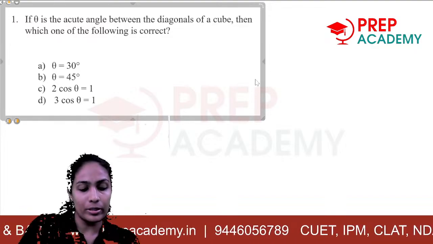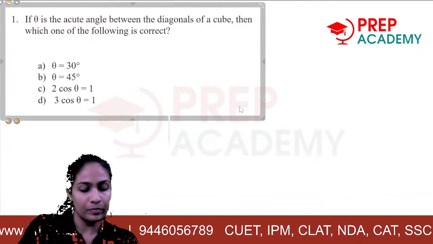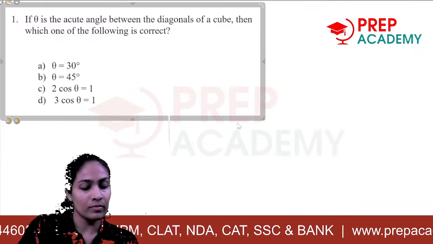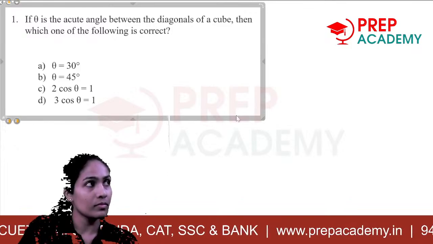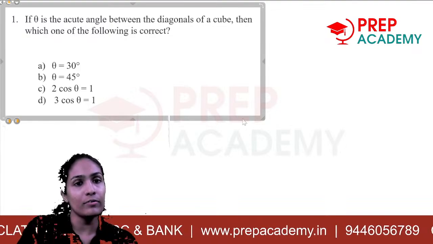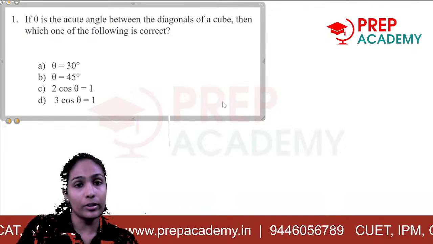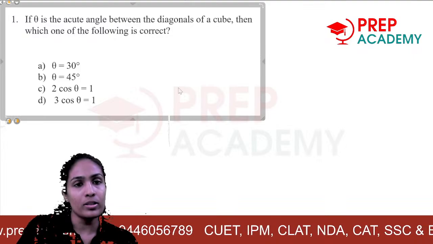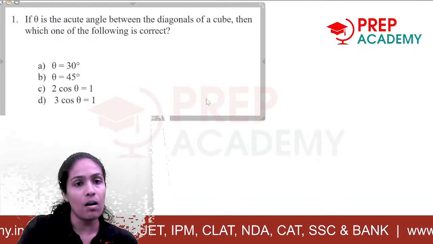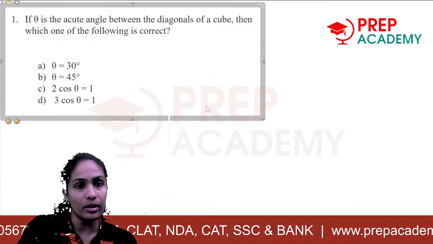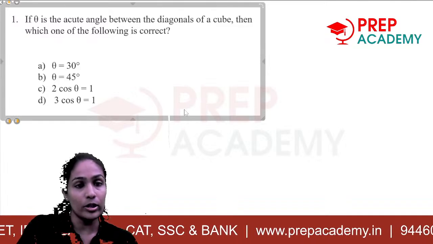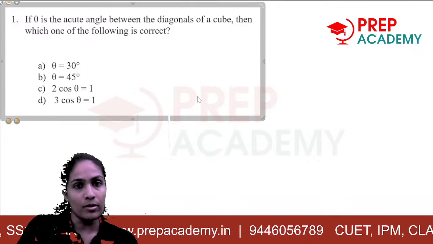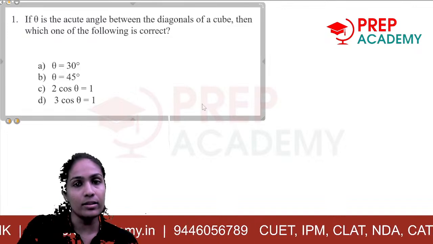So we can move to the questions. First question. If theta is the acute angle between the diagonals of a cube, then which one of the following is correct? Option A, theta equal to 30 degrees. Option B, theta equal to 45 degrees. Option C, 2 cos theta equal to 1, and option D, 3 cos theta equal to 1. So you are asked to find the acute angle between the diagonals of a cube.